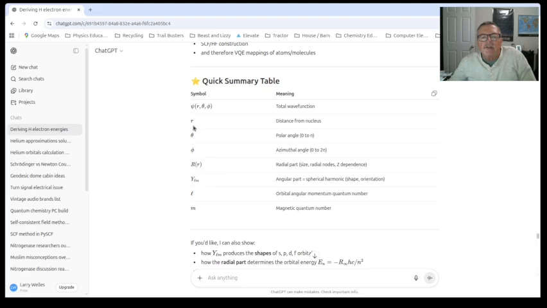R, distance from nucleus; theta, polar angle; phi, azimuth angle; radial part; angular part; orbital angular momentum; and magnetic quantum number. Now, to understand each one of these would be really important if you're a physicist, but we're pretending that we're quantum chemists. So if we have all these numbers that we can come up with, then we can draw pretty pictures of the way these things look.